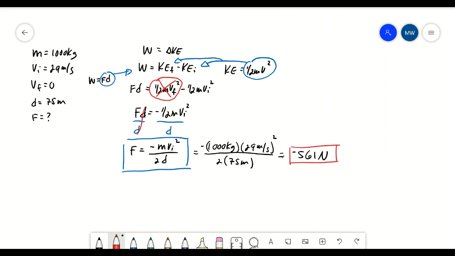So there you have it. That is one sample problem for using the work-energy theorem. Also remember, this is really Newton's second law. F equals ma. It's just hidden in disguise.